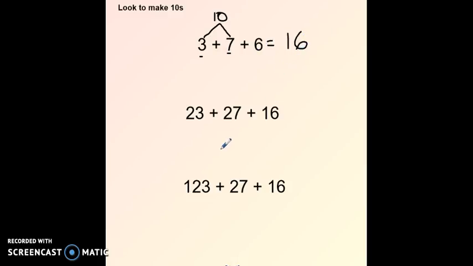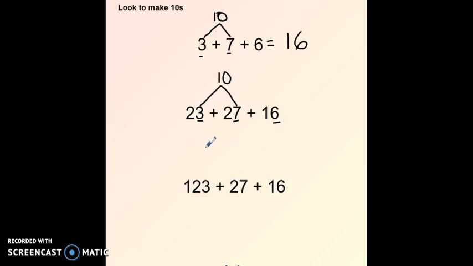We can do the same thing when we have addends with 2 digits, like the next problem. Here my addends are 23, 27, and 16. So I'm going to look at all the ones, and I'm going to look for ones that can be added to make a 10. Well, this problem is very similar to the one above it. My ones are all the same. So I can put my 3 and my 7 together to make a 10.